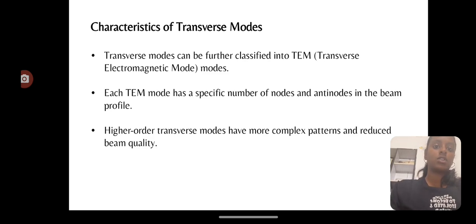Characteristics of transverse modes. Transverse modes can be further classified into transverse electromagnetic modes. Each transverse electromagnetic mode, in turn called TEM, has a specific number of nodes and antinodes in the beam. Higher order transverse modes have complex patterns and reduced beam quality.